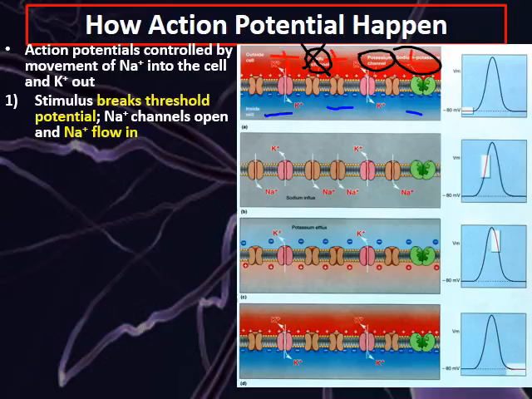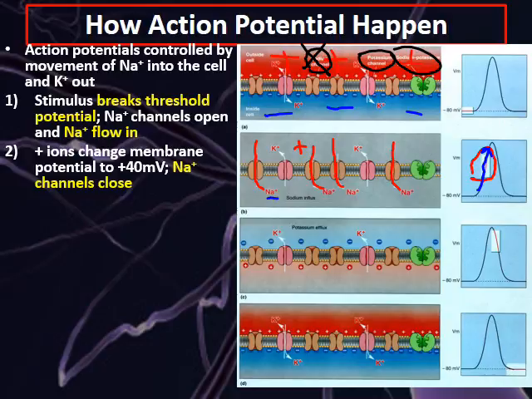Then we have some type of stimulus. Here is our stimulus right here. Because of the stimulus, some of the sodium channels are encouraged to open, whatever this signal might be. As they start to open, sodium ions are going to flood into our cell. So the outside is going to be positive, but a little less positive because we're losing the positively charged sodium ions. And the inside is still negative, but a little less negative because we are gaining positive sodium charges. You can see in this chart we are moving slightly more towards the positive threshold point.